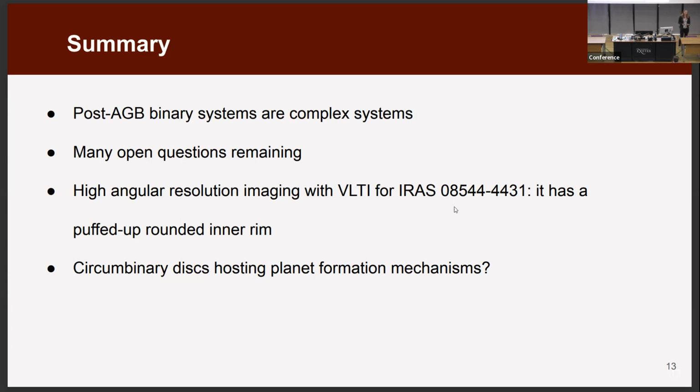So by continuing studying these systems, we will hopefully eventually be able to conclude on the formation of macrostructures in these disks and conclude on whether these disks are actually second generation protoplanetary disks. And with that, I would like to thank you for your attention, and I will be open to answer your questions.